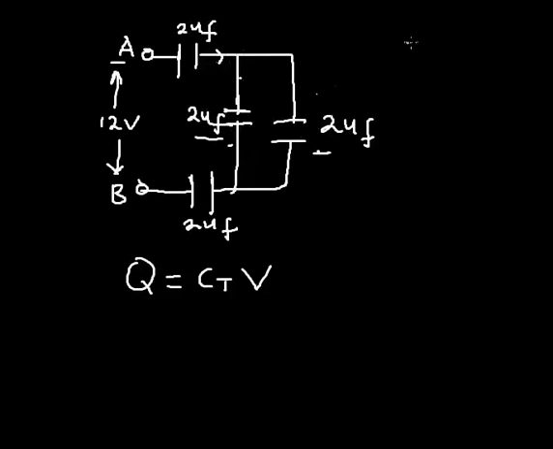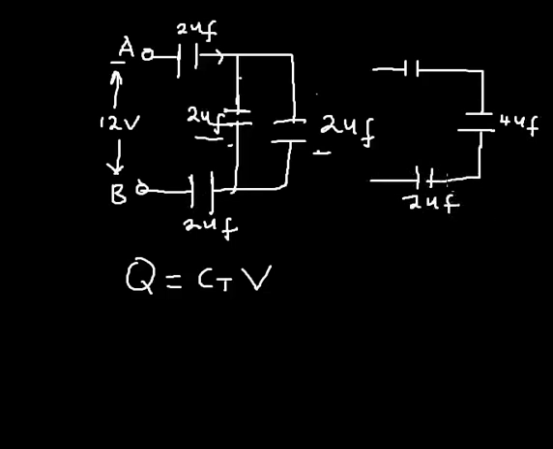Now when I resolve it, I will end up having the circuit this way. Resolving these 2 microfarad and 2 microfarad in parallel, I have to add them. That will give me 4 microfarad. So this 4 microfarad, then there's 2 microfarad here, and 2 microfarad here. And this is my point A and my point B.